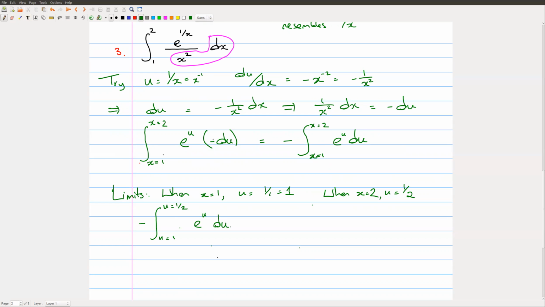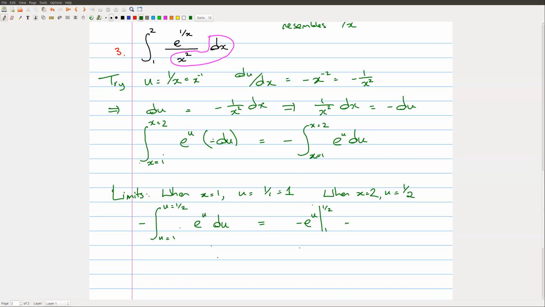Okay, so unusually in our example so far, our upper limit of integration is less than our lower one, which isn't a big deal. We just apply the same method: plug in the upper limit of integration first, subtract from that the value at the lower limit. Integrate e to the u, we get e to the u. We've got a minus sign outside, so we've got minus e to the u, the value of that at 1/2 minus the value at 1.